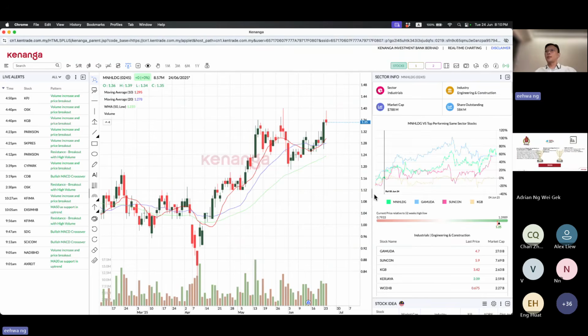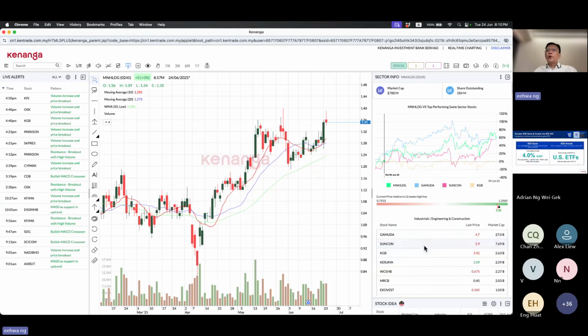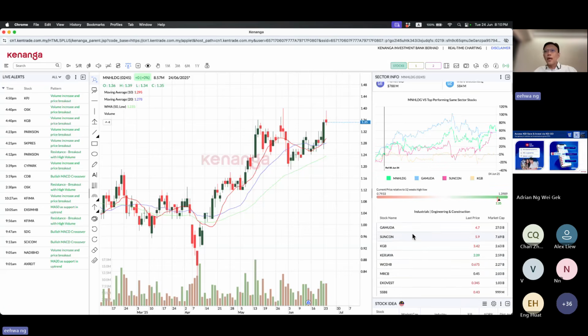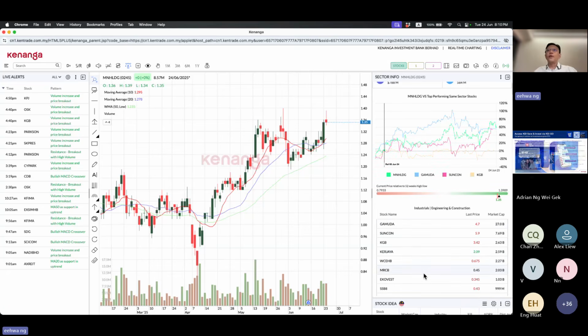Right? So the data center plays like MN Holding, SCG Berhad, Suncon, or Netgate, when they move, they don't usually move alone. They will move together. So this is where you can come and see who the other ones are. For example, you see Gamuda moving, then you may want to come and see if MRCB is moving, if EcoBank is moving. Then this is another way to find ideas.